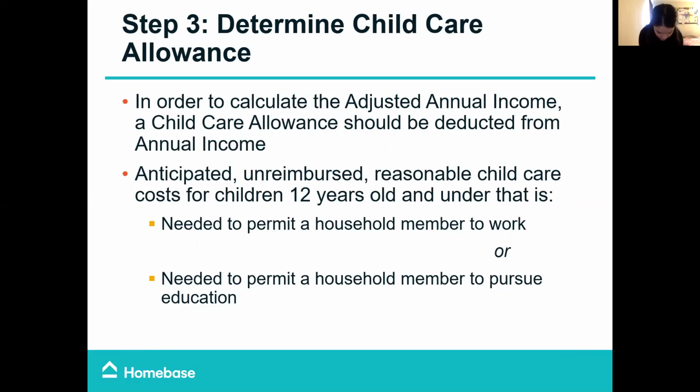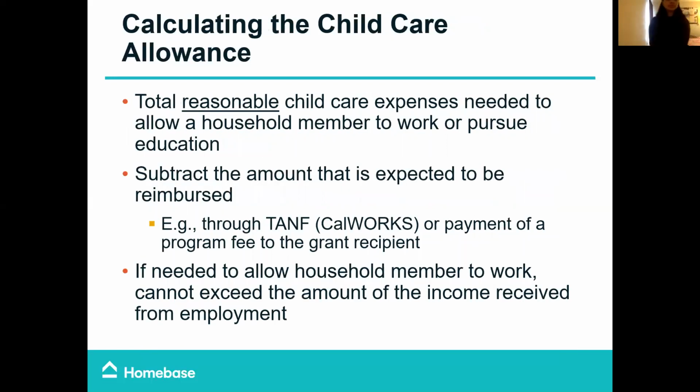So there's a lot of boxes to check there. It has to be a child 12 years old or under. The childcare costs can't be reimbursed or reimbursable, right? So if you're going to get maybe TANF childcare reimbursement or some other type of reimbursement, and the reason for the childcare has to be able to allow another household member to work or pursue an education. But if those check boxes are all checked, then the next slide shows us how to calculate that allowance.